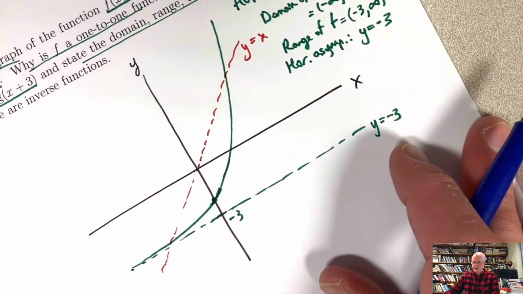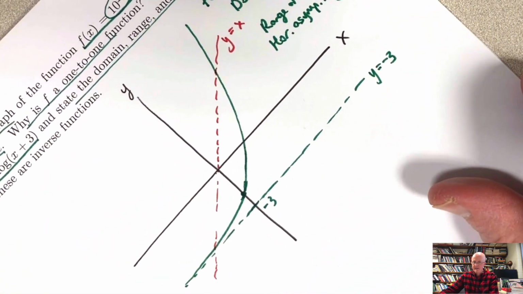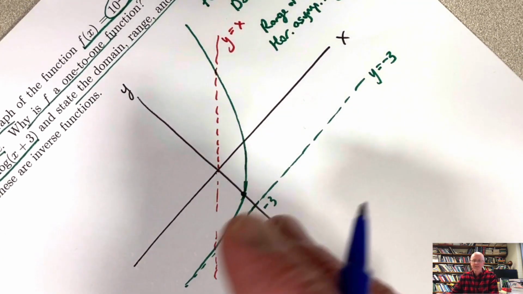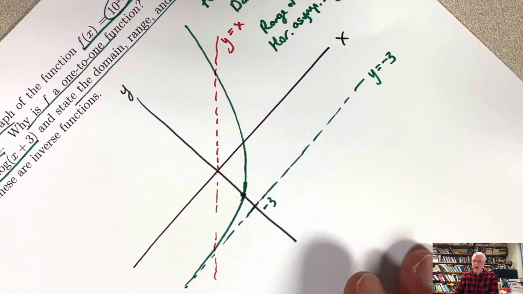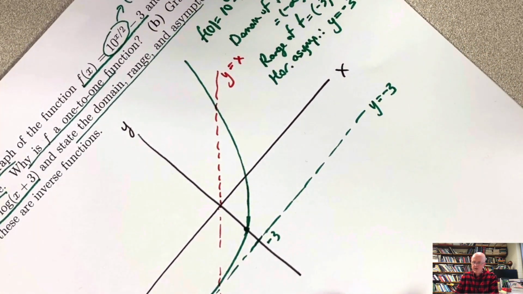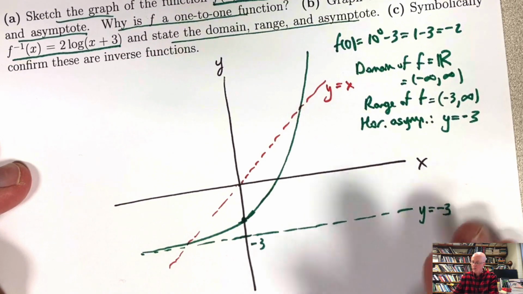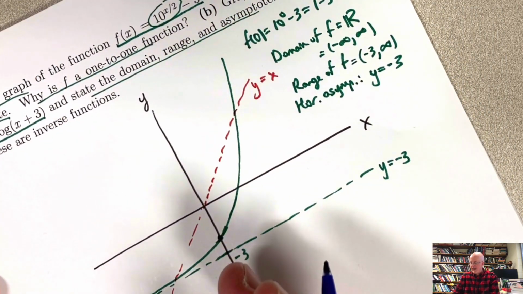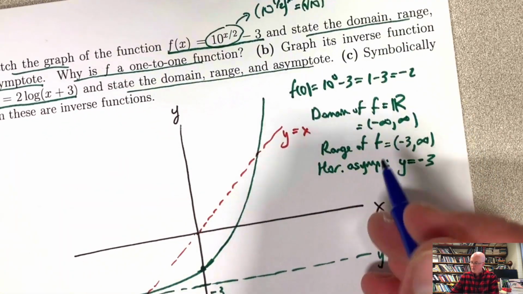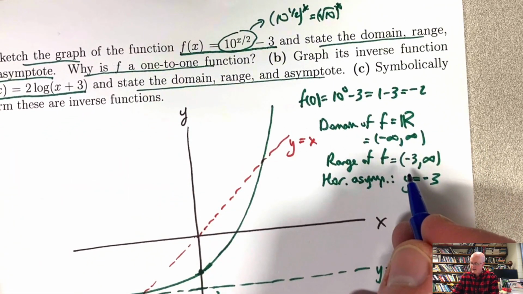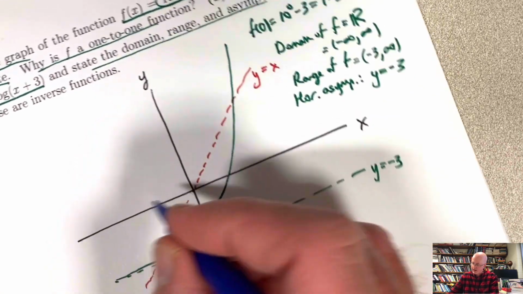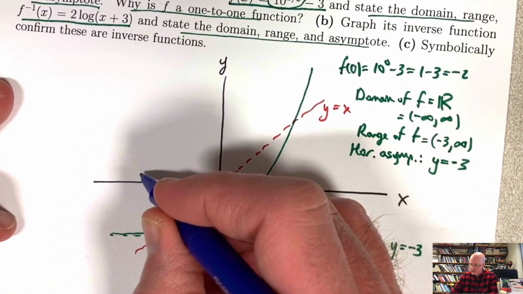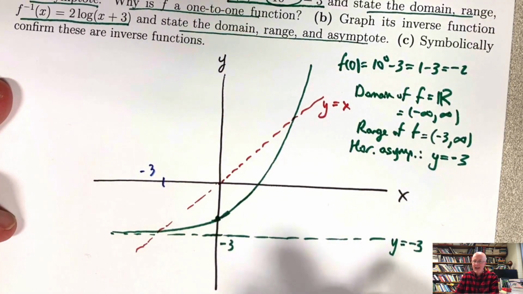Again, it might be good to turn your paper so that the y equals x line is going straight up and down. It's still kind of tricky. Things get swapped. The domain of the original function, which was all real numbers, becomes the range of the inverse function, all real numbers. The range of the original function, negative 3 to infinity, becomes the domain of the inverse function. The domain of the inverse function is going to start at x equals negative 3. X is going to have to be bigger than negative 3. And the asymptotes get swapped.